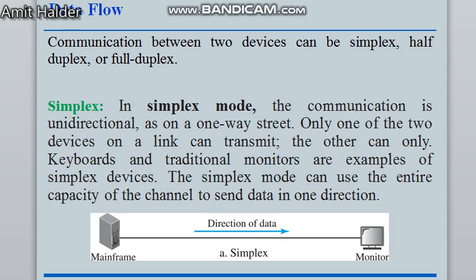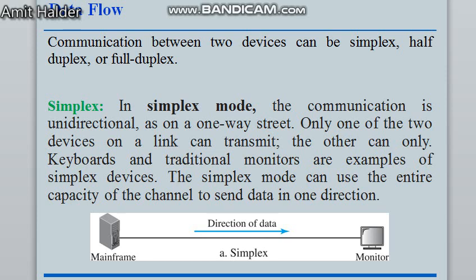Some traditional communication devices, like wireless walkie-talkie devices, can also be thought of as simplex type, when you are just using one part that has been activated toward the other part. So the simplex mode can use the entire capacity of the channel to send data in one direction.